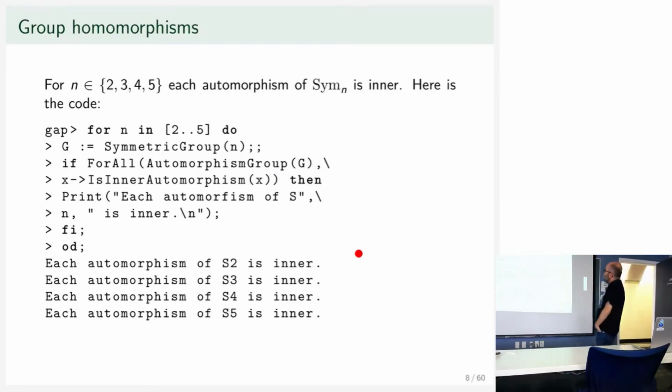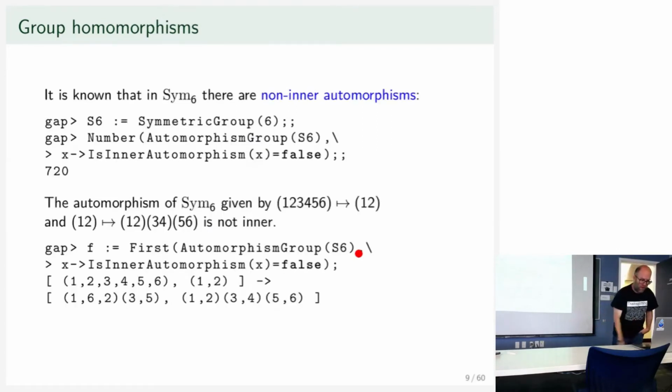For example, it is well known that each automorphism of the symmetric group in n letters, if n goes from 2 to 5, is inner, right? And here you have a proof with GAP. We run over all n's from 2 to 5, we define the symmetric group on n letters, and we check whether every automorphism is inner or not. And it is, right? The nice thing is what happens with S6, right? Let's do this. You see that step by step we are just doing more complicated things.